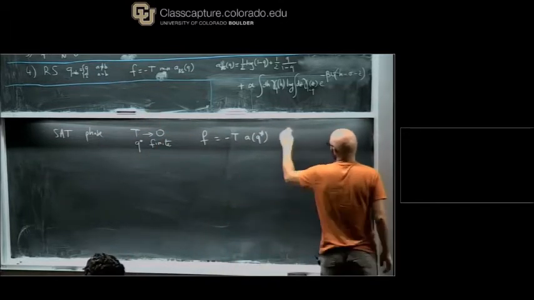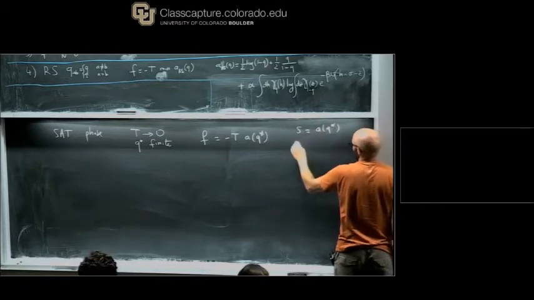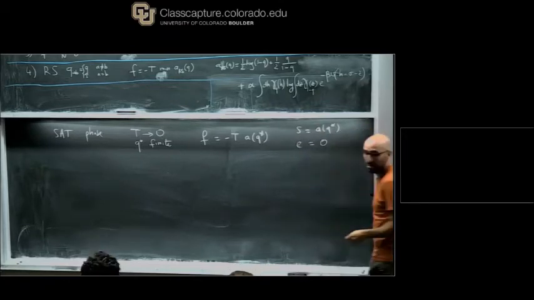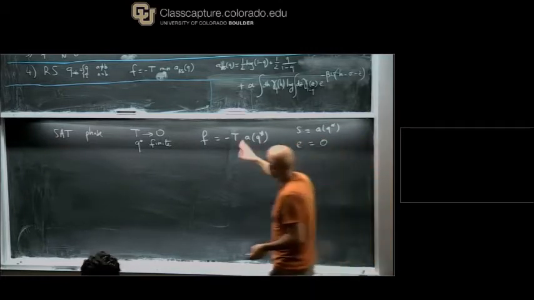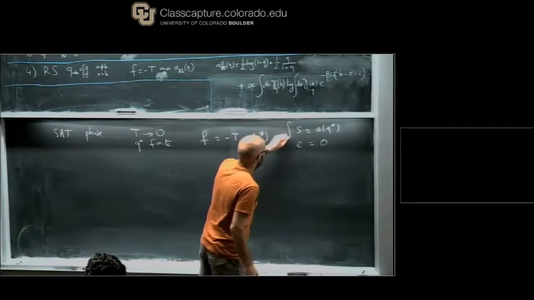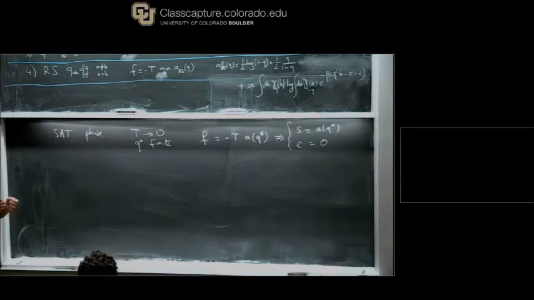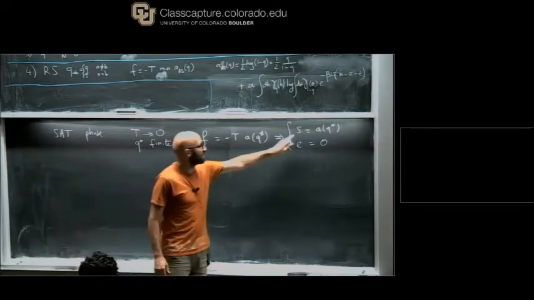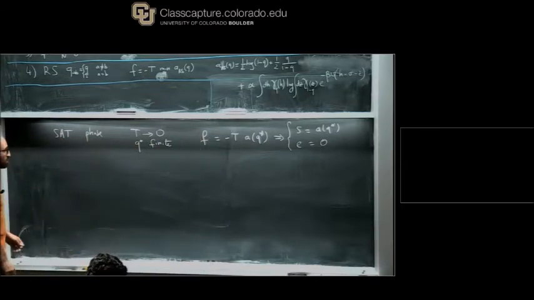And then what I get from this is that the entropy is just A of Q star, and the energy is 0. Okay, because the free energy is E minus TS. If it's linear in T, if it's proportional to T, then I get this. Okay. So this means that I am in the SAT phase because I have 0 energy, so the constraints are satisfied, and I have a finite entropy, so I have a finite volume of solutions to my problem.